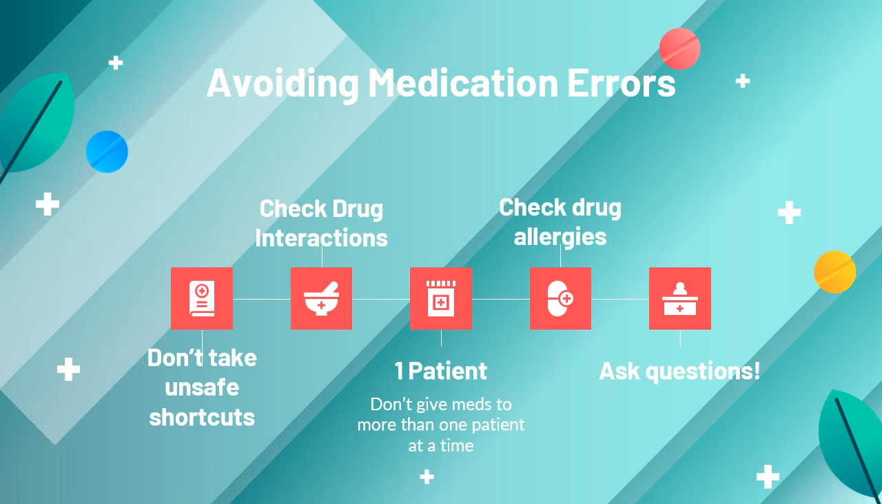Check for drug interactions. Check that drug reference guide or call the pharmacy if you're not sure. Give medications to one patient at a time. Don't do it for more than one, no matter how tempting it is. This is an unsafe shortcut. Check for drug allergies. Are they documented in the computer? Can you see them plainly? If not, ask the patient. And finally, ask questions. Ask questions of other nurses, of doctors, of managers, of pharmacy. If you're not sure, ask the question. It's better than making a medication error.